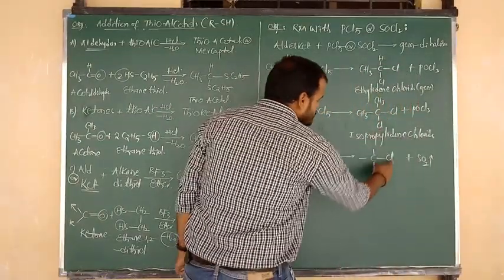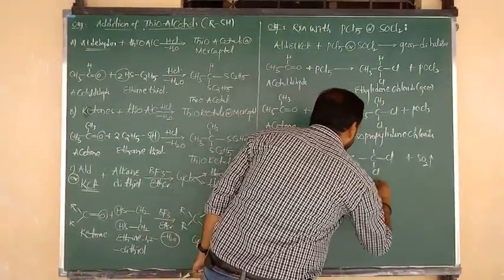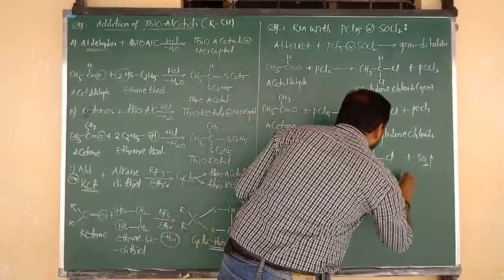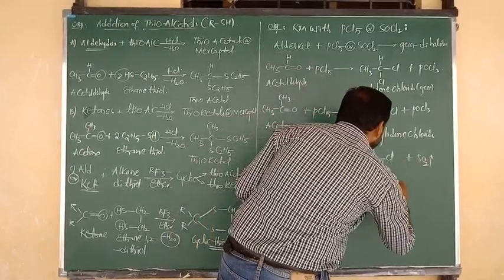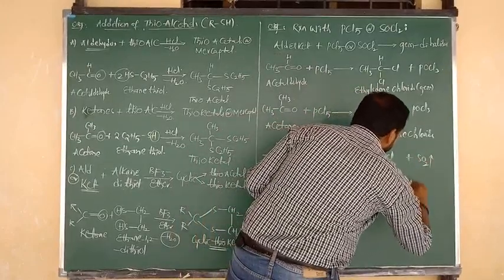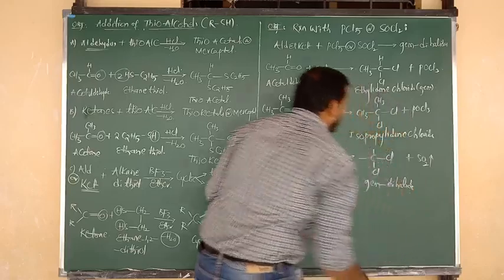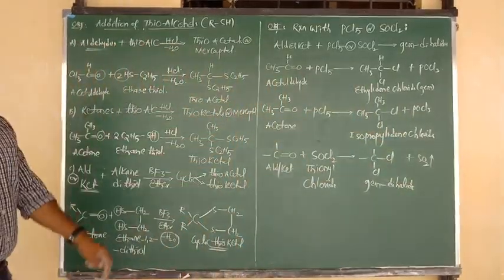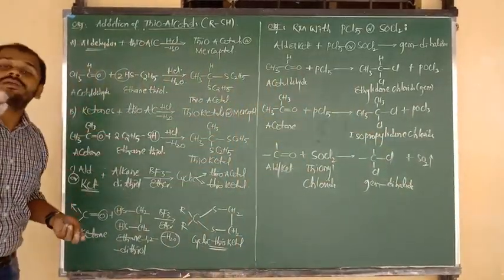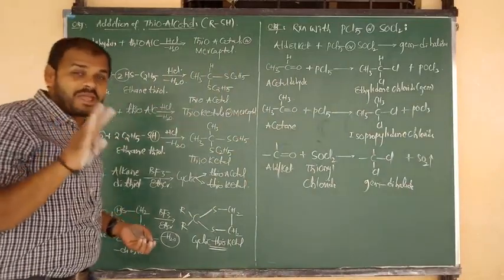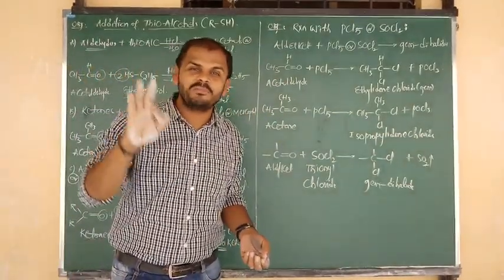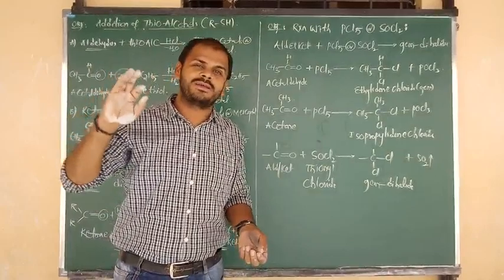So two chlorines are present on the same carbon. It is an example of a gem dihalide. Okay, these two reactions are only from the objective point of view. Now type 3 reactions, important from the theory point of view, very, very important.